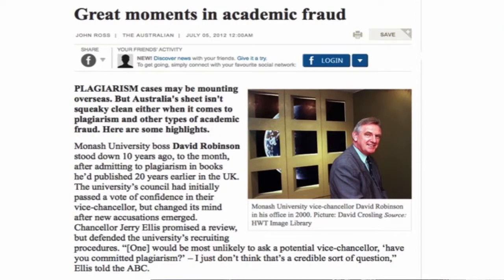Okay, let's talk academic integrity. It is absolutely essential for both staff and students at QUT, and there are pretty dire consequences if there is a breach of academic integrity. So I'm talking here about plagiarism, cheating, that sort of thing. Monash University boss David Robinson was actually stood down a decade ago from his position after he'd admitted to plagiarising some of his books. So what are the consequences for students if there is a breach of academic integrity?